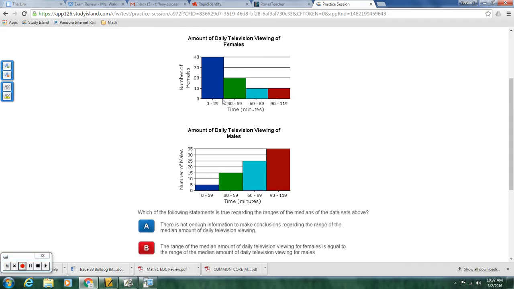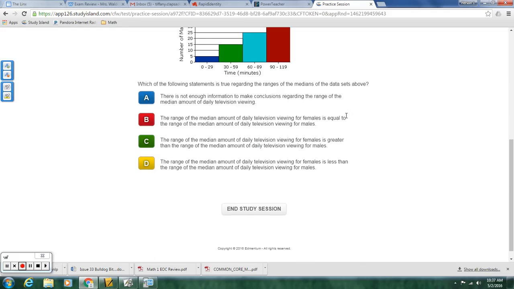What was this median? It was right in between here. What was this median? It was right in here. Which one's larger, the boys or the girls? The boys. So which one of these is truer? The females is equal, the females is greater, the females is less. Less. Yay.